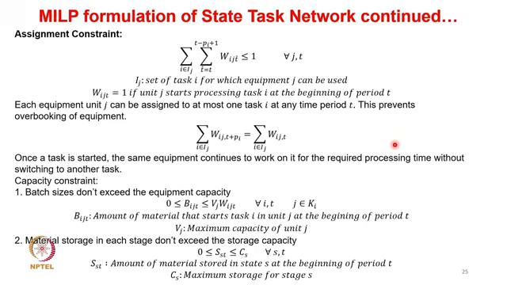Then you have various constraints. Of course, first of all is the assignment constraint. So, Wij should always be less than or equal to 1. It becomes 1 when a unit starts processing a task I at the beginning of the period T. So, an equipment unit J can be assigned to at most 1 task in 1 period. This prevents, as I told previously, overbooking.